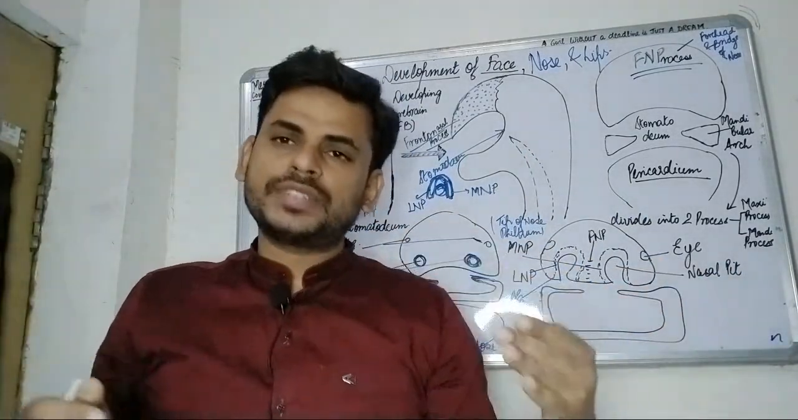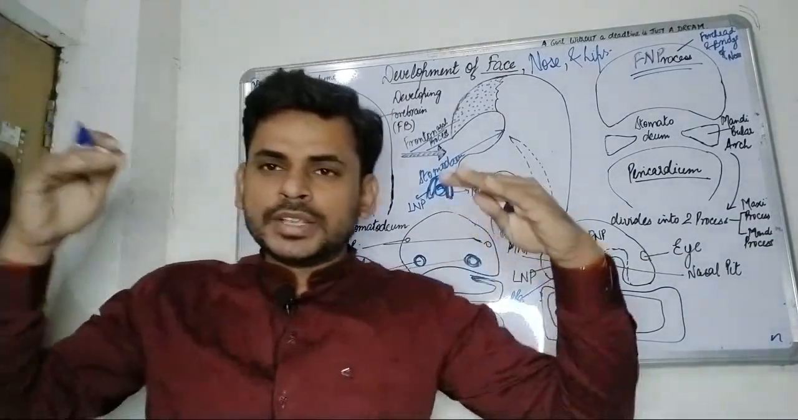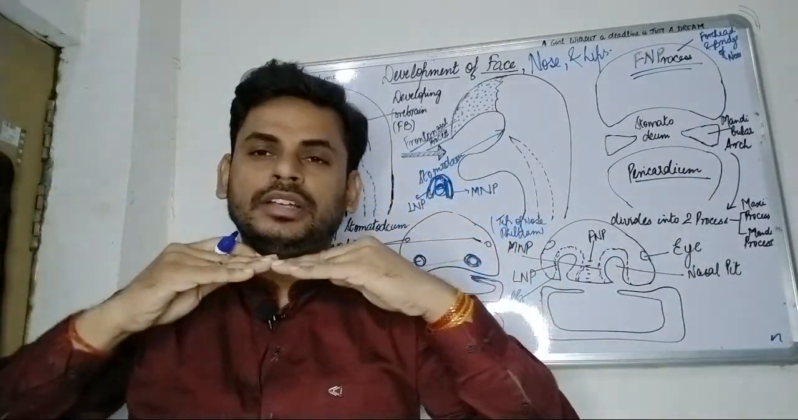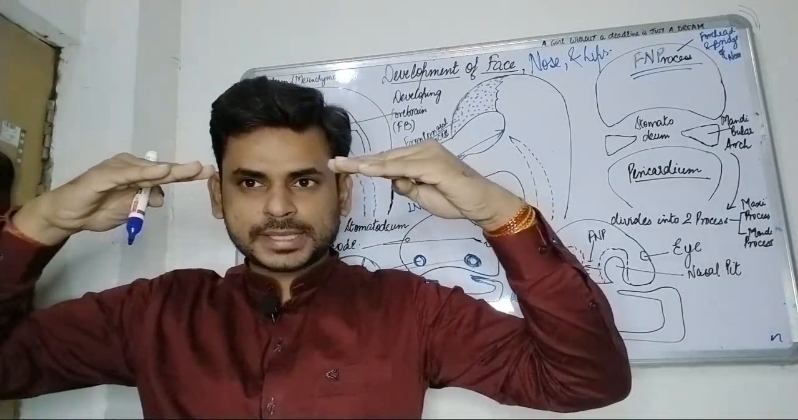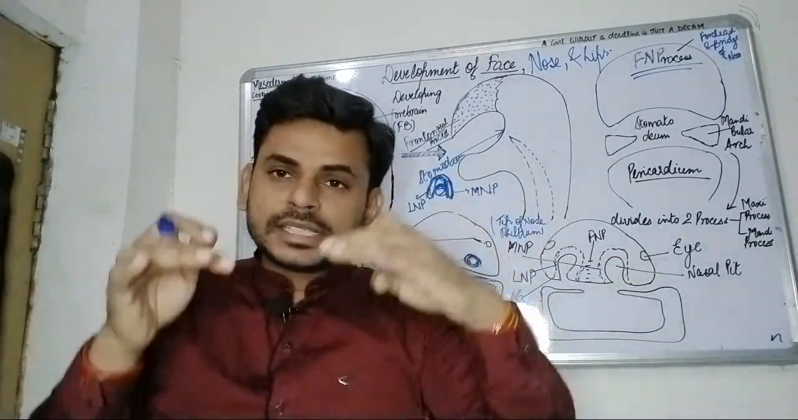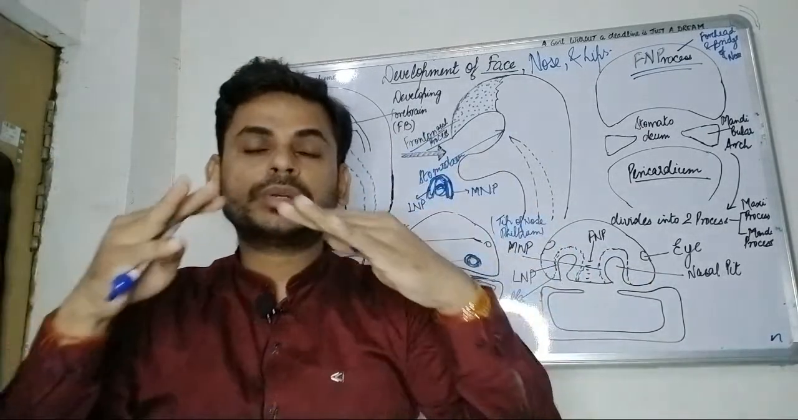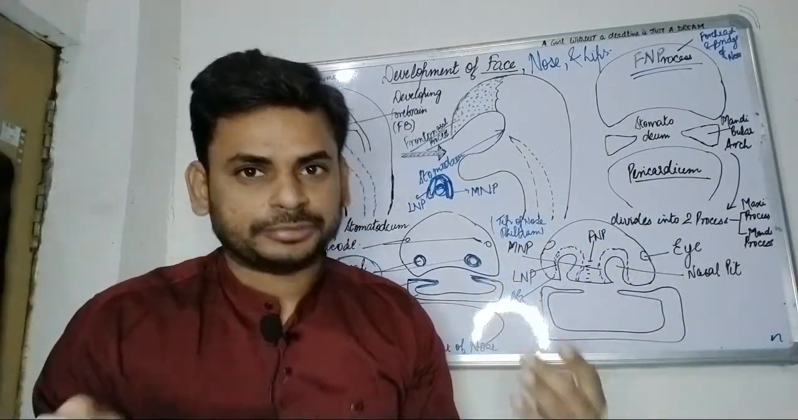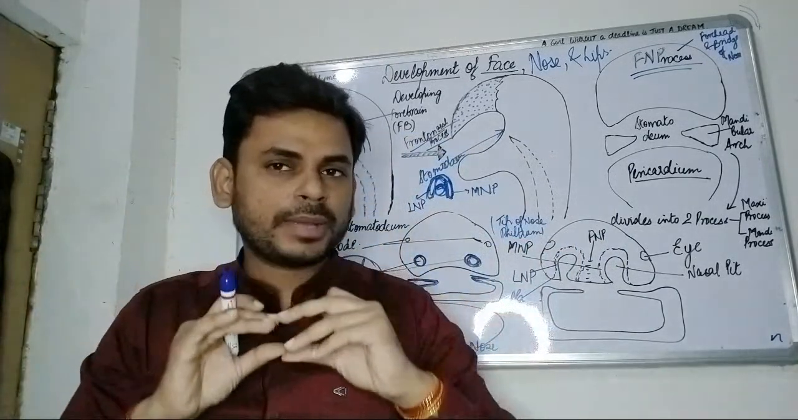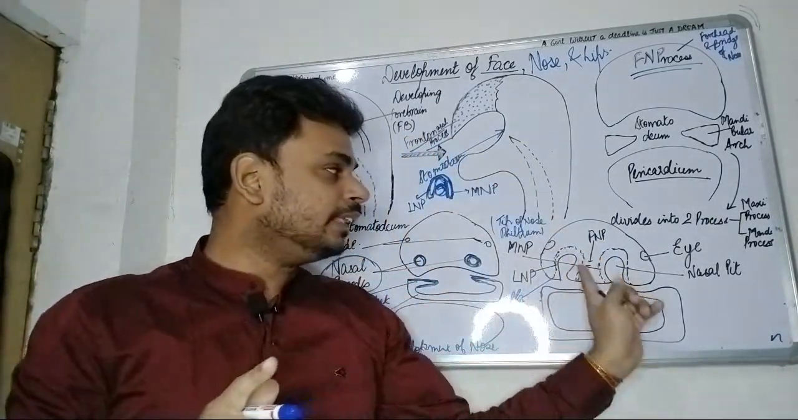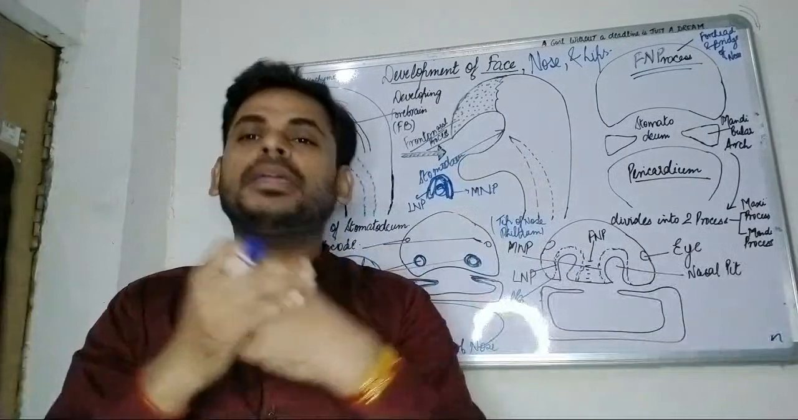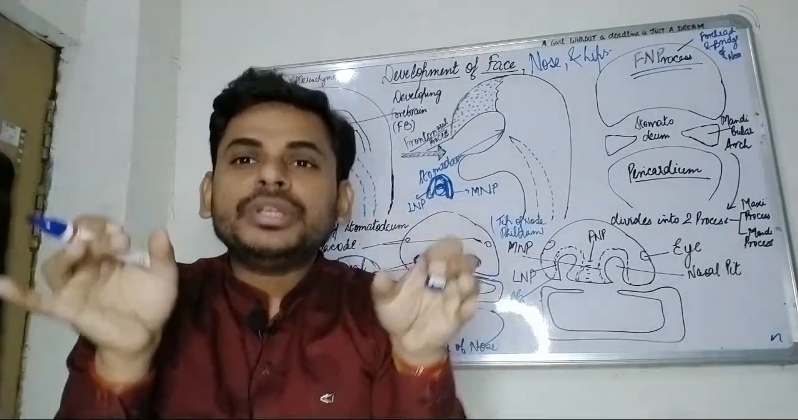Now, during the course of development of the embryo, slowly and gradually the maxillary processes are going to come and fuse in the midline. The maxillary processes will approximate each other, and the median nasal processes and the lateral nasal processes are also going to come and approximate with each other. All right. They are also coming and fusing with each other.